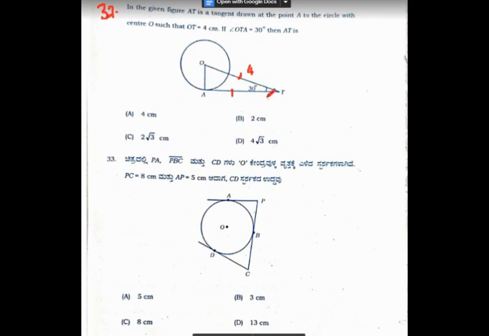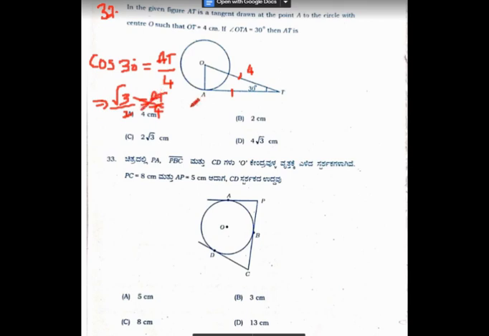So for 30 degrees, AT is adjacent and OT is hypotenuse. The relation for adjacent and hypotenuse is cos. So cos 30 degrees is equal to adjacent, which is AT, and hypotenuse is 4. Cos 30 value is root 3 by 2, which is nothing but AT by 4.